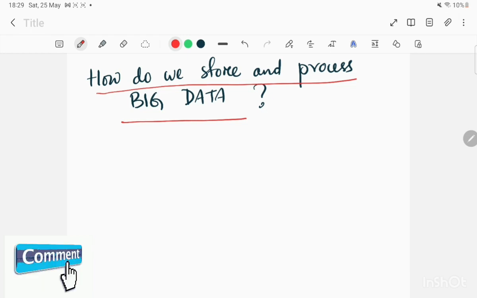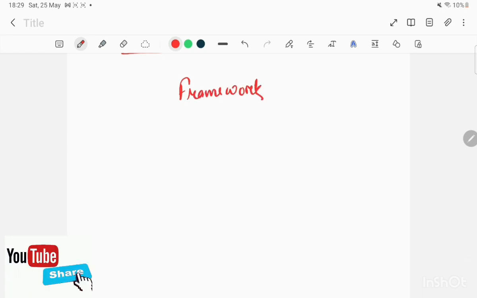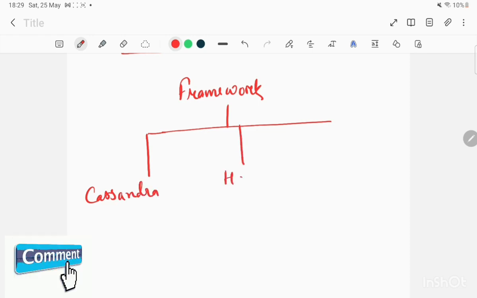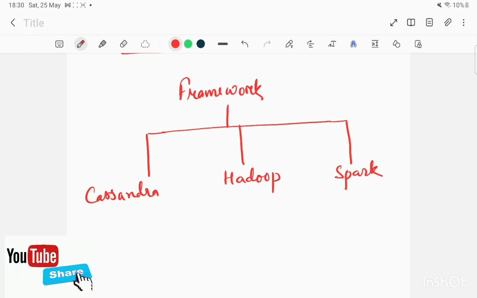Now the next section is about how we store and process big data. For this particular job, we have various frameworks. First, there is a framework called Cassandra. Next is Hadoop, and the third one is called Spark. So there are basically three available frameworks for storing and processing big data.